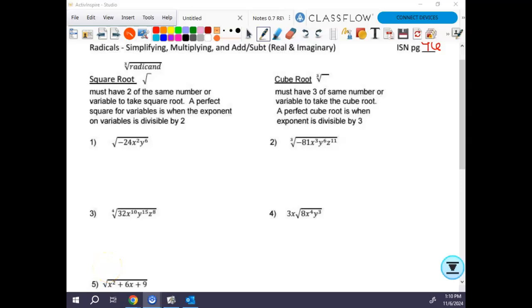All right, so we're going to simplify, multiply. Well, we're not dividing yet, even though I put that in the thing, but adding and subtracting real and imaginary radicals. Okay, so let's talk about the pieces of it because vocabulary can be important sometimes.